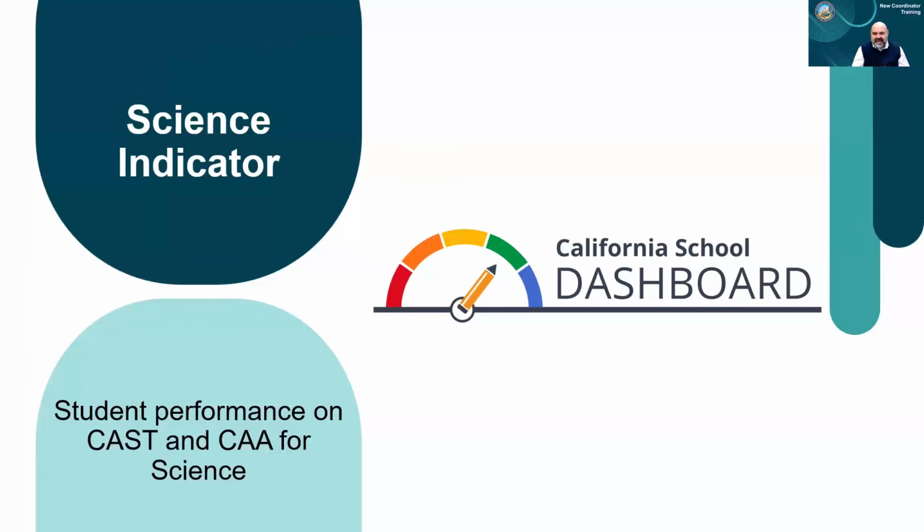Science has been added to the dashboard and now reports student performance outcomes on the CAST and the CAA for science. The science indicator will have a color, but will be for informational purposes only and will not be used for school or district accountability determinations this year in 2025. Each science indicator is calculated using two components, science points and participation rate. Participation rates begin with the 2025 dashboard.